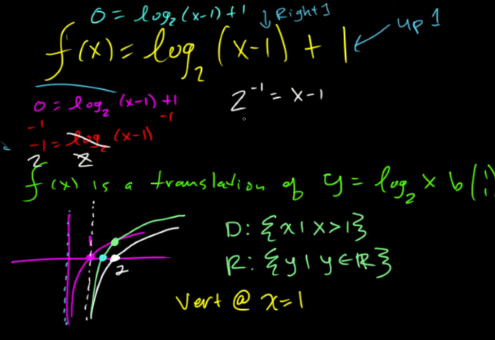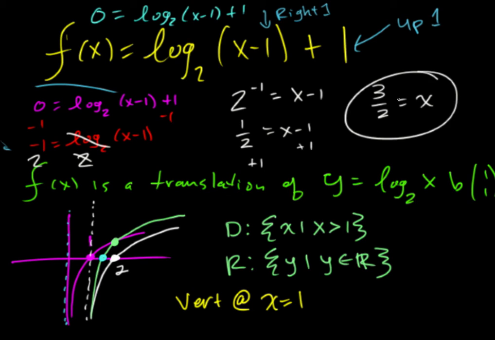Now, 2 to the negative 1 is just 1/2, because it's like I brought it down to the bottom. If I add 1 to both sides, I get 1 plus 1/2, which is 3/2. And so the x-intercept is at 3/2, which is exactly halfway between 1 and 2. We didn't know that from the graph, even though my drawing looks pretty close to that. We just knew that it was somewhere in between. So we have an x-intercept at 3/2, and a vertical asymptote at x equals 1.